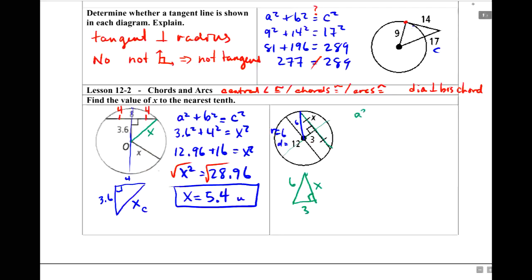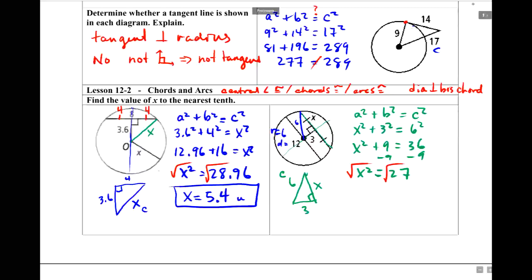So one more time, Pythagorean theorem, a squared plus b squared equals c squared. My hypotenuse is over here, so that's c. x squared plus 3 squared equals 6 squared. x squared plus 9 equals 36. Subtract 9 from both sides. x squared equals 27. One more time, do not forget to square root both sides. Now, this I can tell is divisible by 9. So this would be square root of 9 times square root of 3. So we could say x equals 3 square root 3.